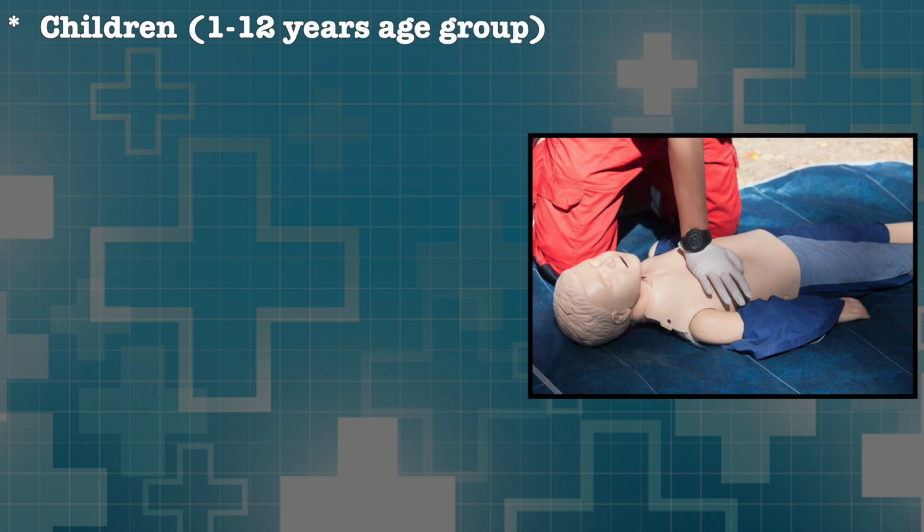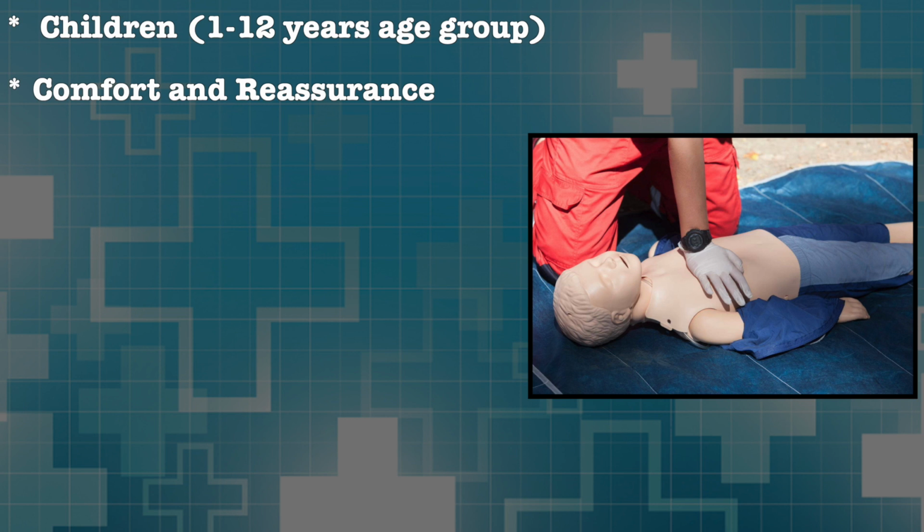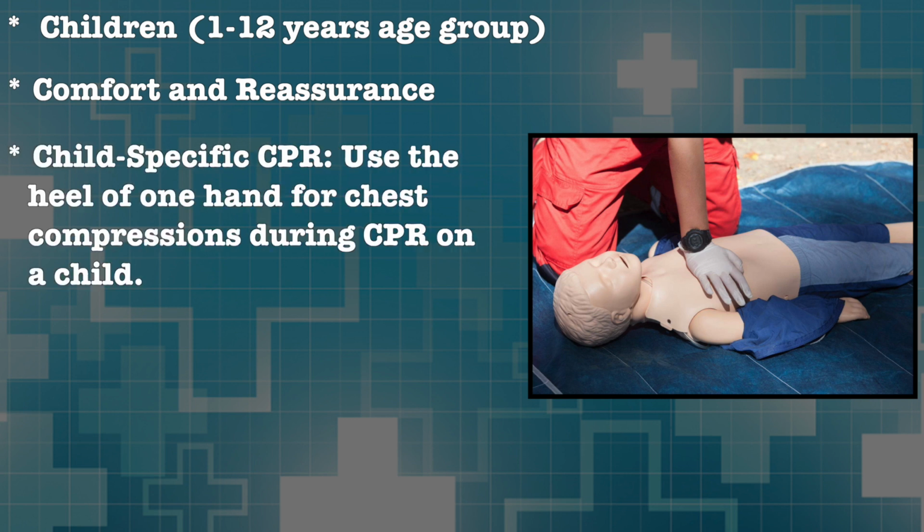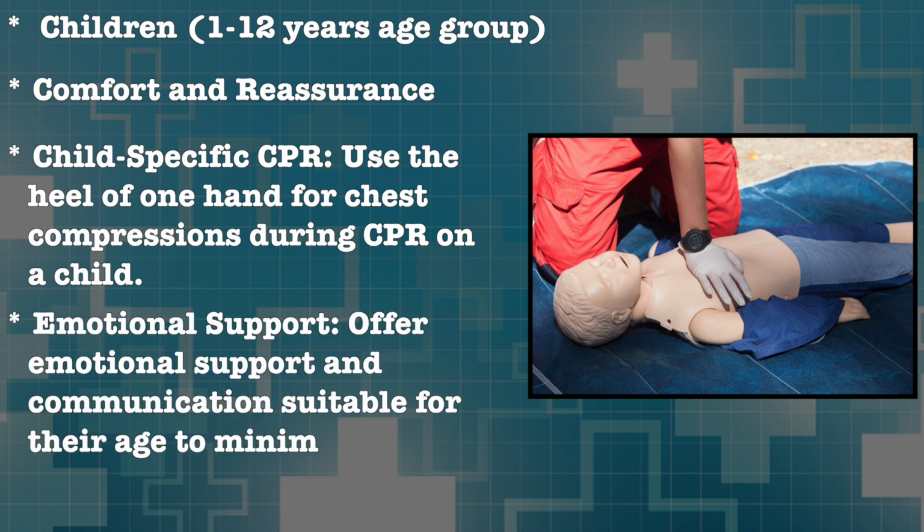Next one is children in the age between 1 to 12 years. How to comfort these type of children. Children may be frightened or anxious during an emergency. Reassure them and provide comfort. Second, child-specific CPR. Use the heel of one hand for chest compression during CPR on a child. Third one is emotional support. Offer emotional support and communication suitable for this age to minimize fear and stress.